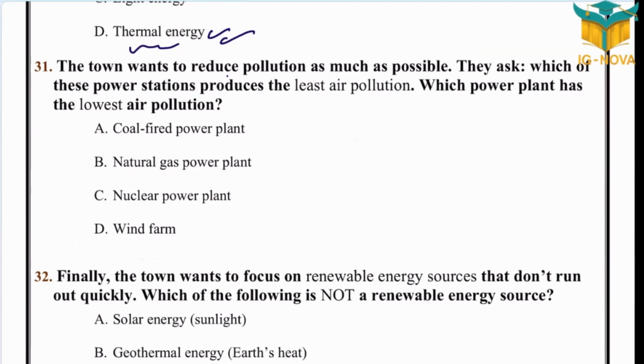The town wants to reduce pollution as much as possible. They ask which of these power stations produces the least air pollution, which power plant has the lowest air pollution. Of them, coal, natural gas, nuclear, cannot be. I'm gonna go for wind.